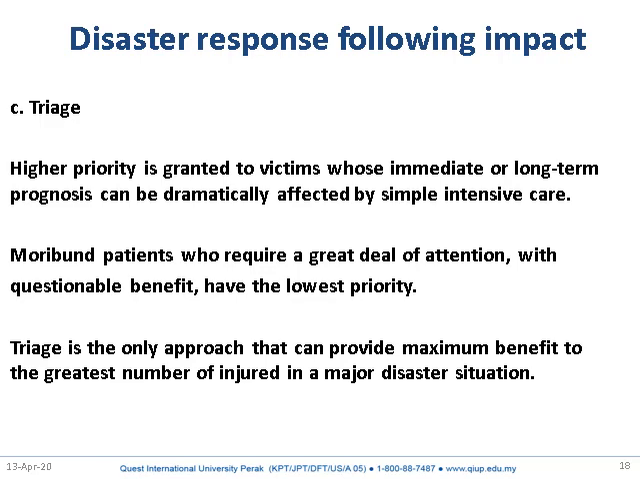Think about some head injuries: bleeding should be stopped, neurosurgery should be done. Or some major injuries, deep muscular injuries, where surgery can save the patient. Understood? So higher priority is granted to victims whose prognosis can be affected by simple intensive care. Moribund patients who require a great deal of attention with questionable benefit have lowest priority.